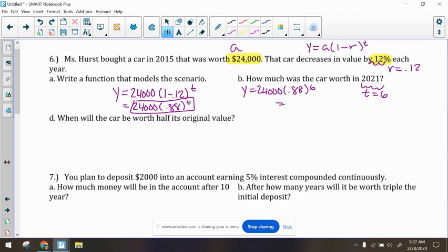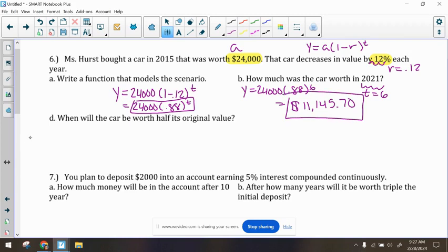So I'm going to type it in my calculator exactly how I see it, making sure I've got parentheses around the 0.88, taking it to the 6th power. So after 6 years, that vehicle should be worth $11,145.70 when I round it.